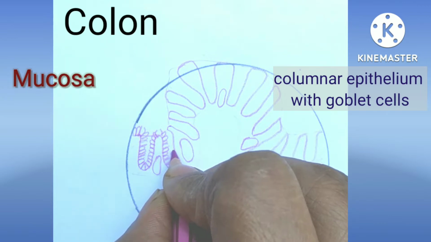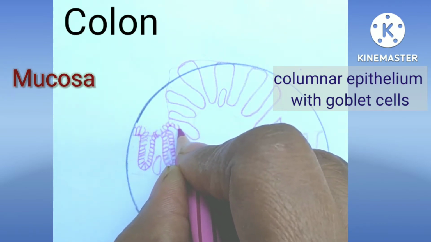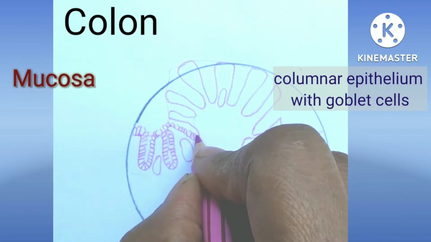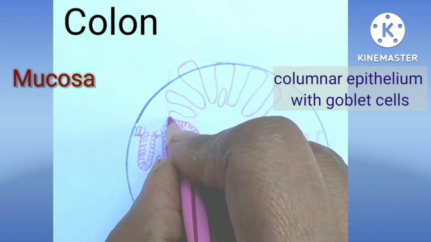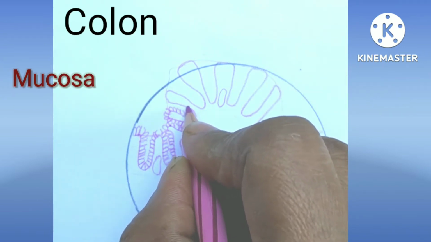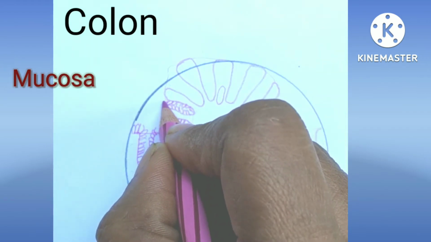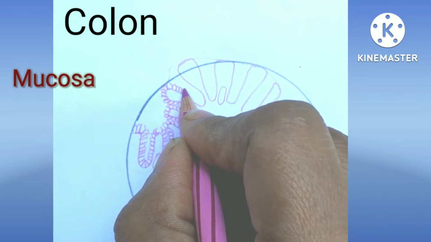The main function of these columnar epithelial cells is reabsorption of water and electrolytes. There we also have plenty of goblet cells. The ratio of columnar to mucous cells, the goblet cells, can be 4:1 in the ascending colon. As it goes towards the rectum, it can be 1:1. So try to write plenty of goblet cells.